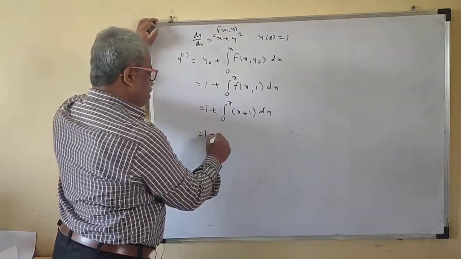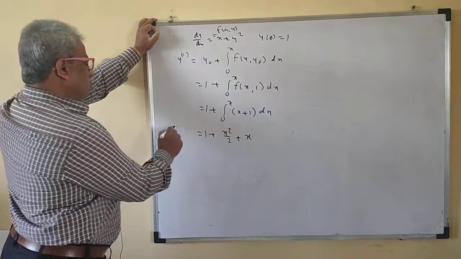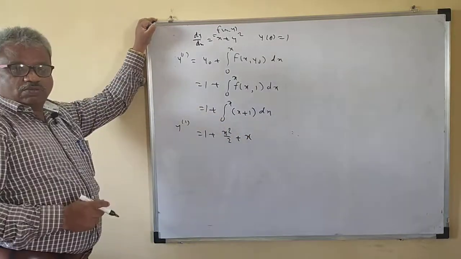Don't take the limit now here. So this is what x square upon 2 plus x. Okay, so this is your y1 now. This is your y1.